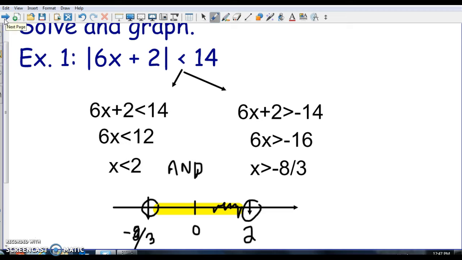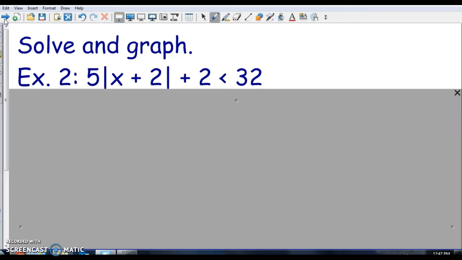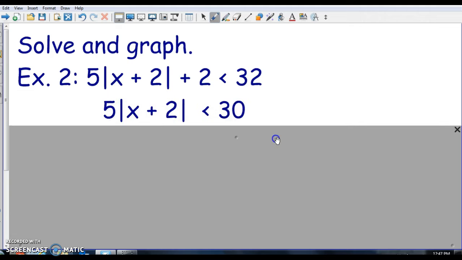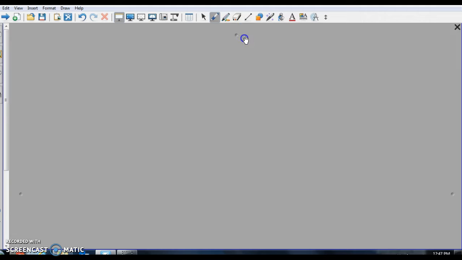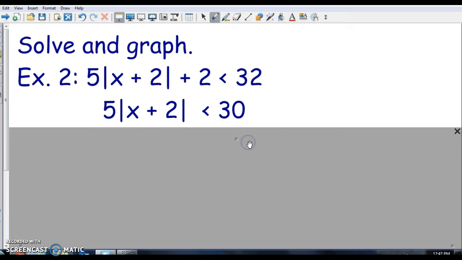Let's try another one. So here's another absolute value. Now when we learned about absolute values on block day, we learned that you cannot have anything in front of the absolute value or behind the absolute value before you split it. So we need to move the 2 first. So I'm going to subtract 2 from both sides. And I'm going to have 5 times the absolute value of x plus 2 is less than 30.